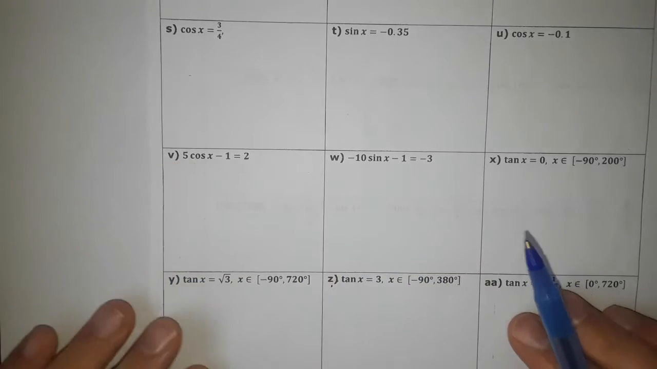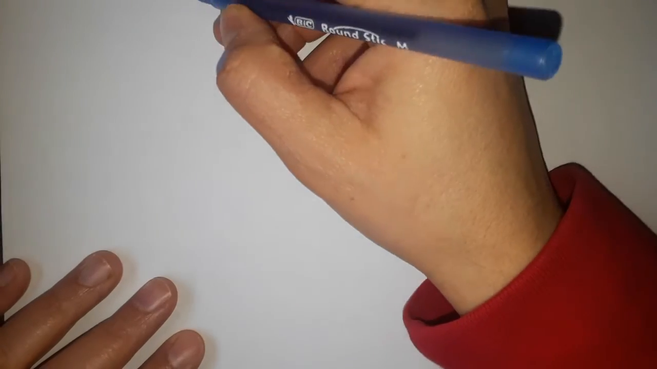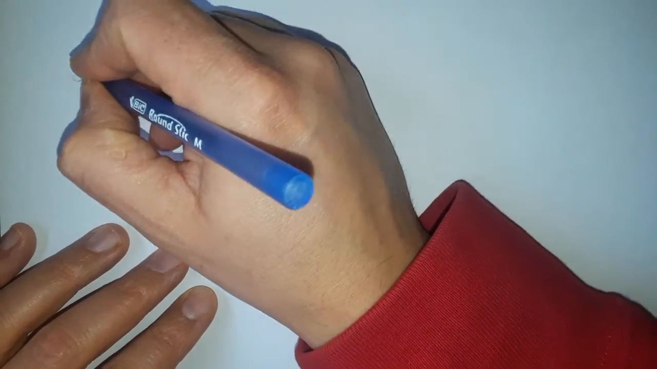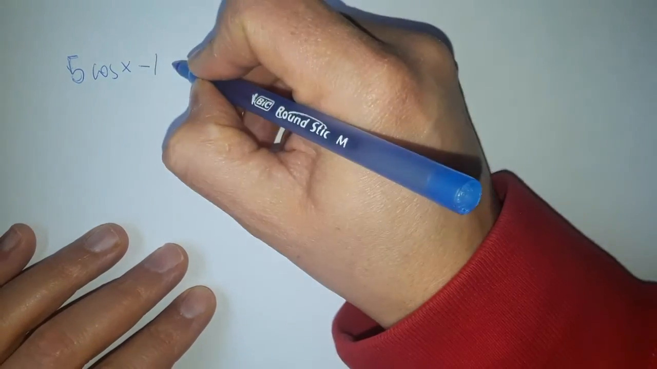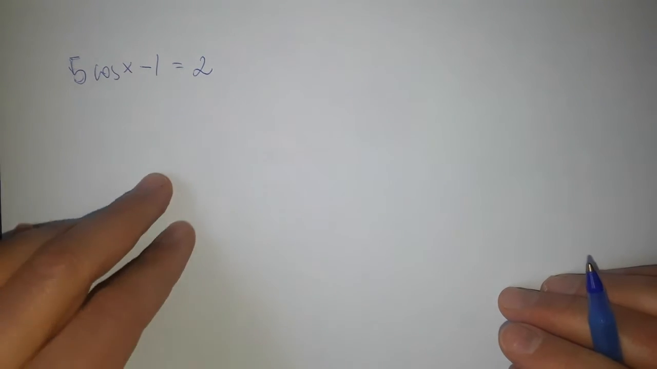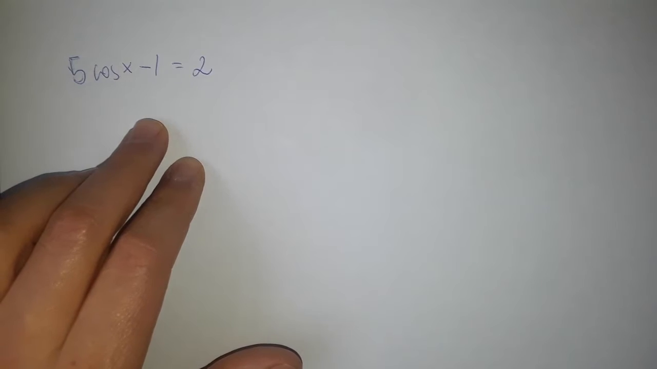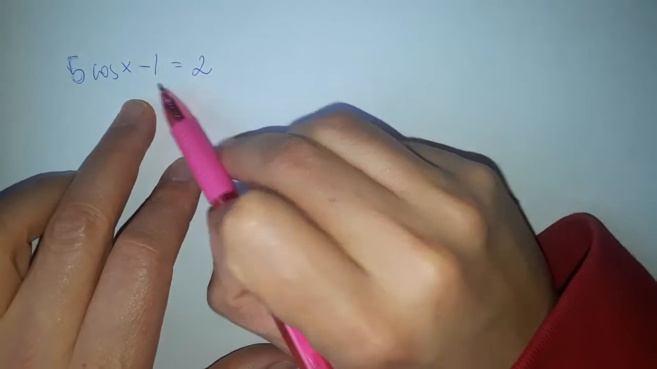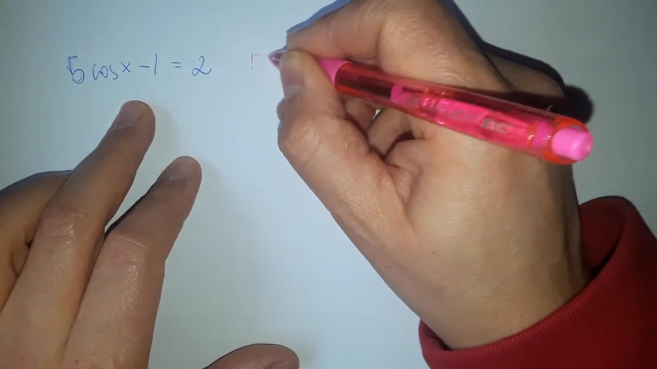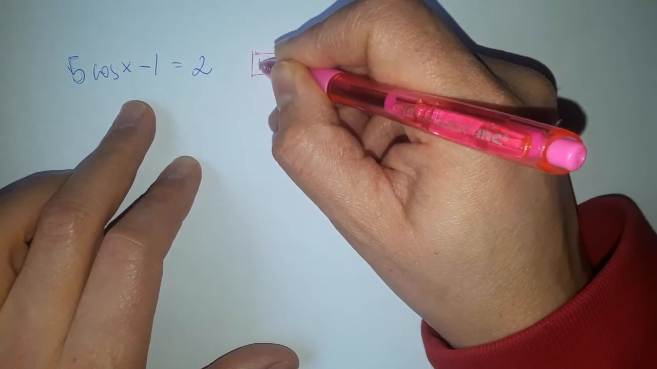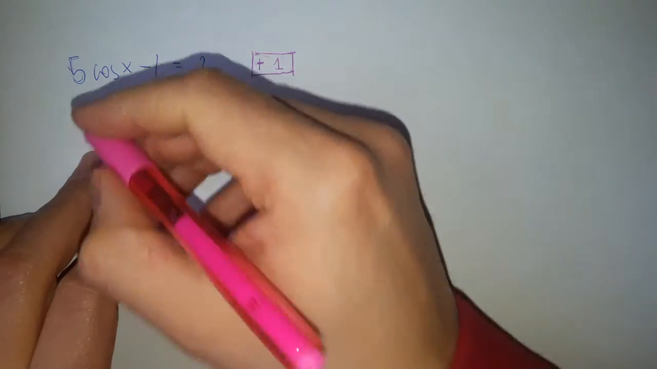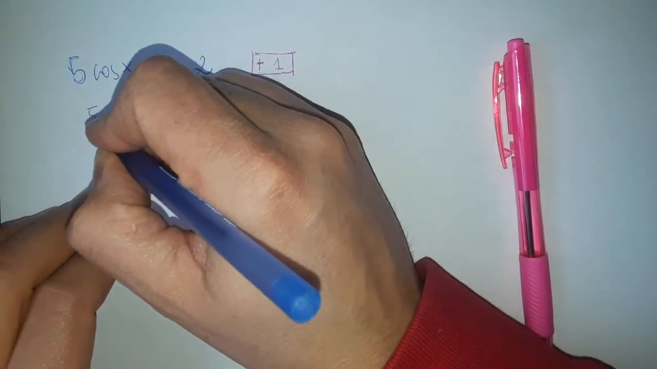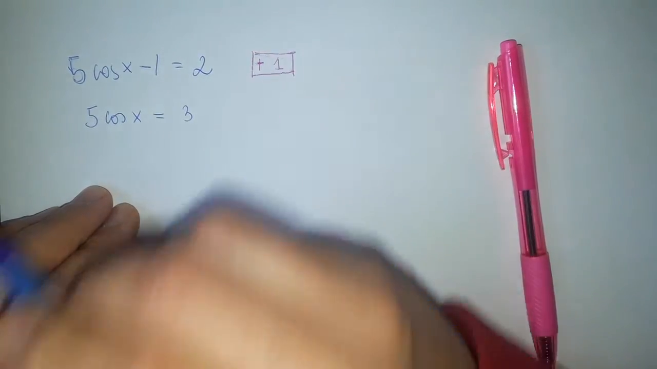We're gonna write this problem again on a worksheet so we have enough space. We have 5 cosine of x minus 1 equals 2. That's what we have to solve, right? Just as before, we do exactly the same thing we did in the previous video. We add 1 to both sides, so the negative 1 goes to the other side as positive 1. So we have 5 cosine of x equals 3, correct?